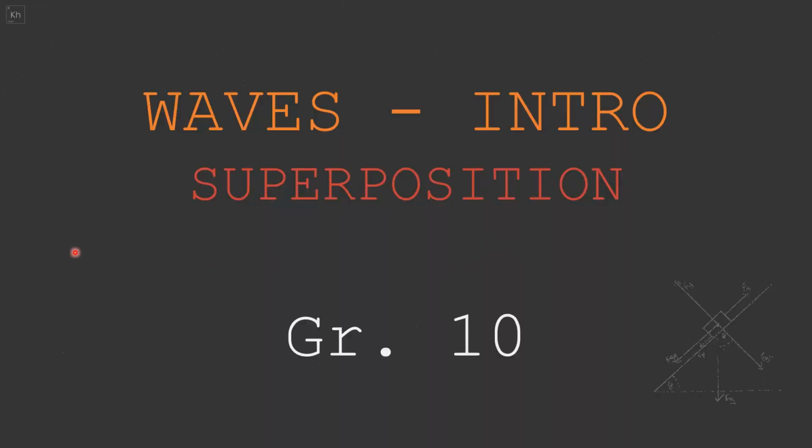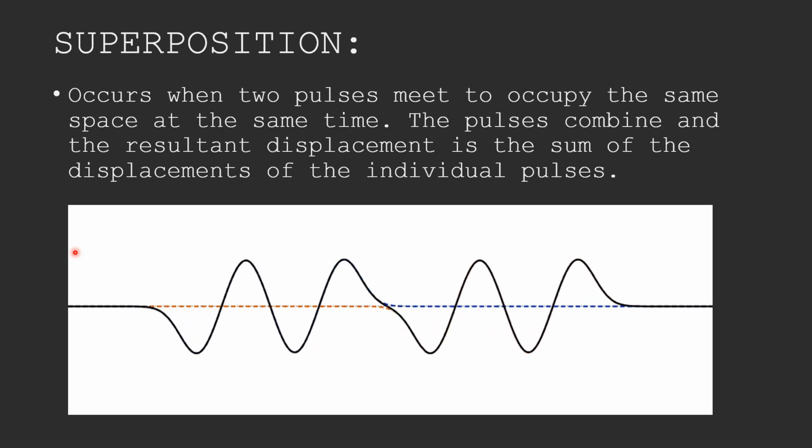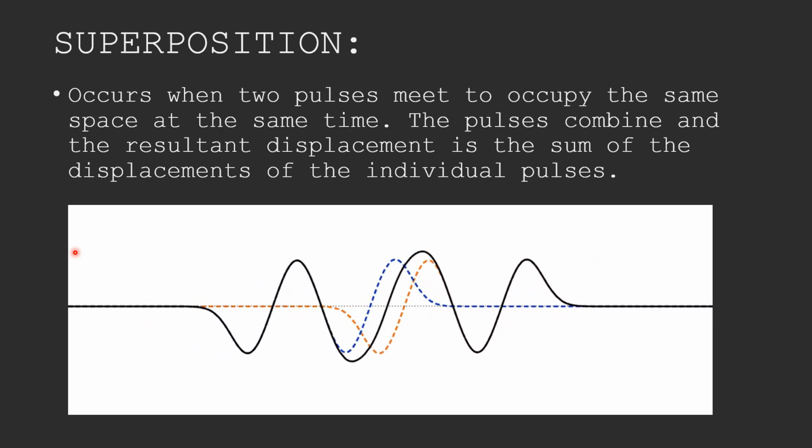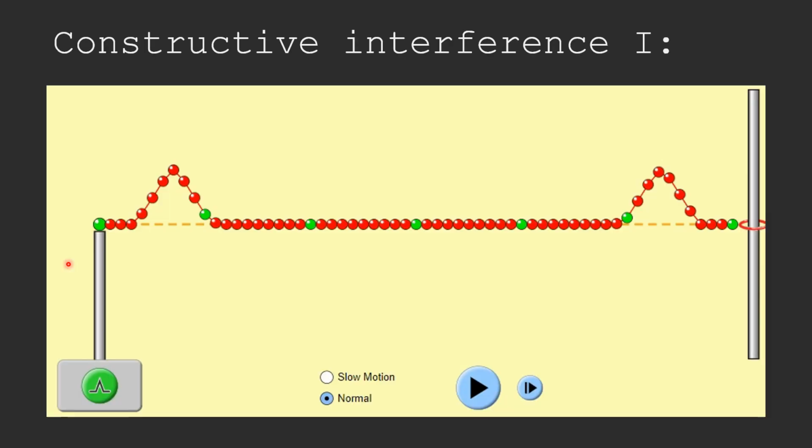Then we get to superposition. Now, superposition occurs when 2 pulses meet to occupy the same space at the same time. The pulses combine and the resultant displacement is the sum of the displacements of the individual pulses. So let's look at examples.